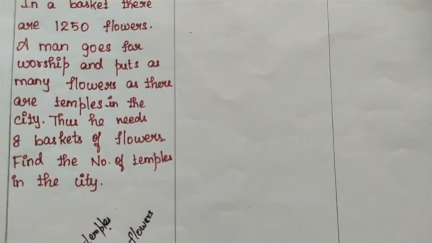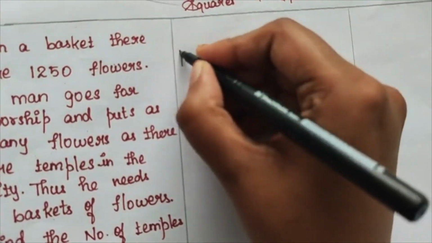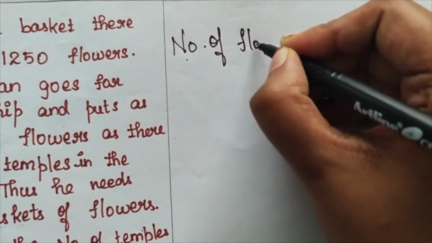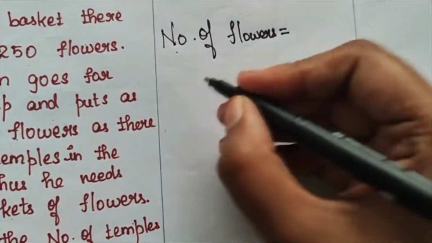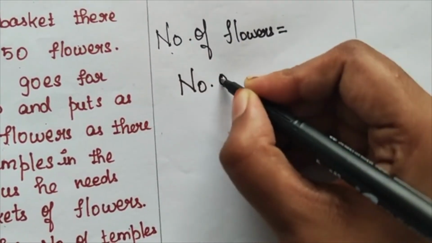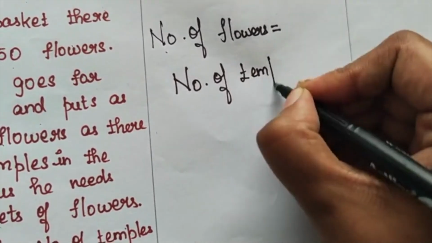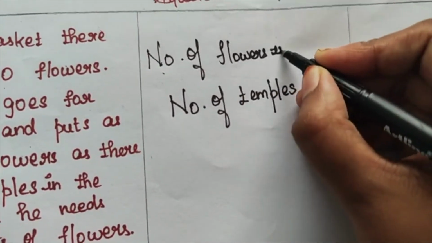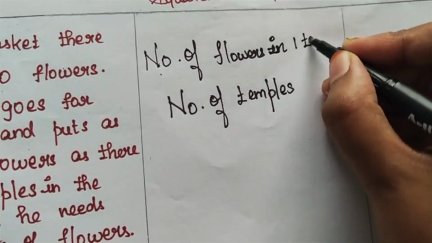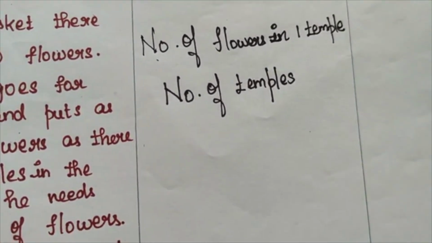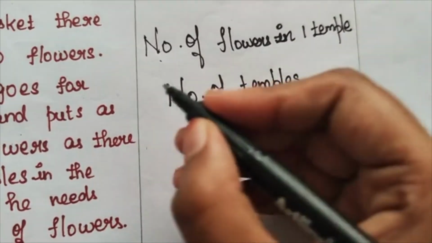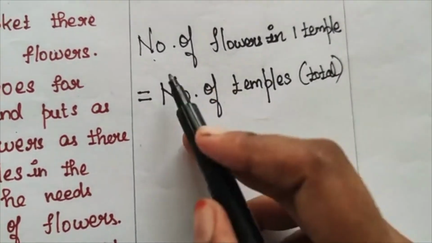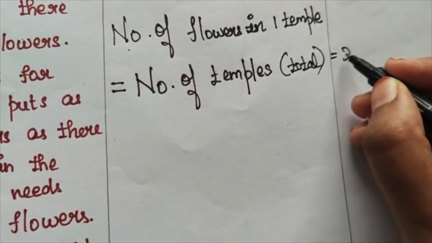I'm going to write: number of flowers. Number of flowers is equal to number of temples. Number of flowers placed in one temple, number of flowers in one temple is equal to number of temples. That is the total number of temples. So let me take the number of flowers and the number of temples as x.